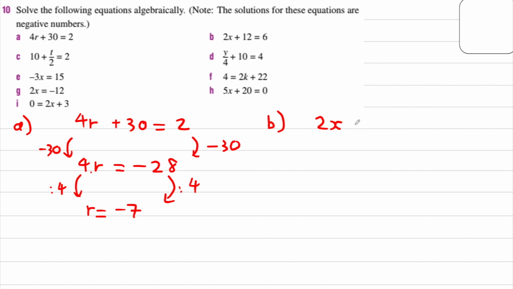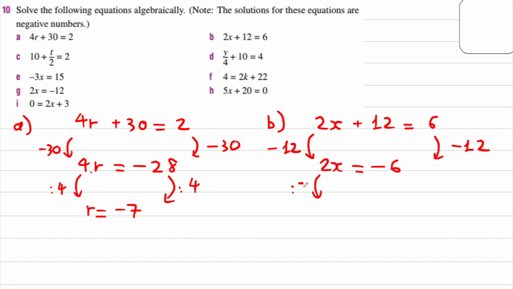About this question, we got here plus 12 equal to 6. Yeah, minus 12 will be here, minus 12 will be here. 2x will be left, minus 6 will be right. Divide by 2, divide by 2. So here is x, this one is minus 3. Minus 3, okay.